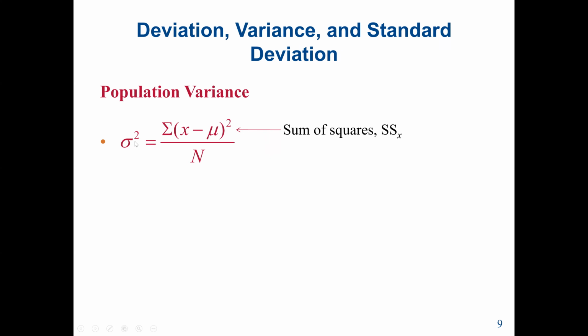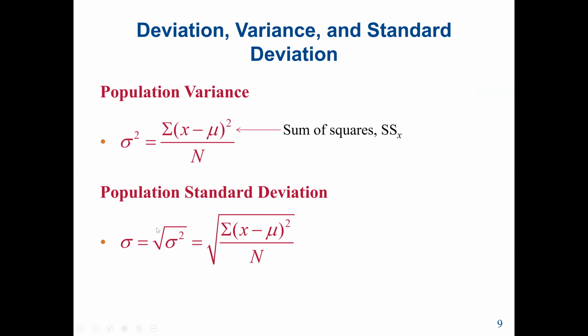And then the sum of the difference of each value and the mean, all squared, divided by the total population, the uppercase N. Now to find the standard deviation, we take the square root of the variance. So the difference of each value and the mean, all squared, summed, divided by the population size, and the square root gives us the standard deviation.